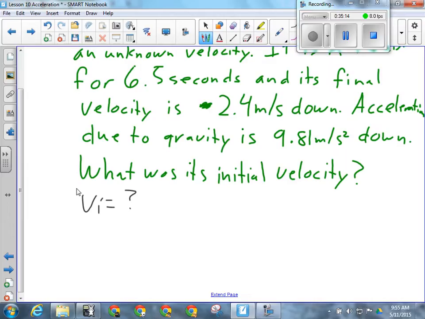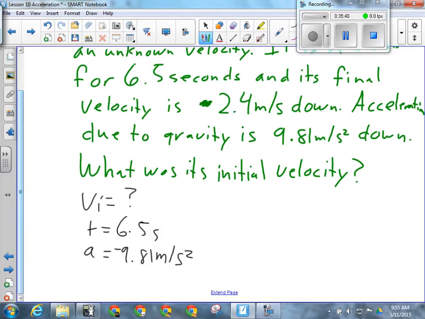All right. We know that it's in the air for 6.5 seconds, so we know the time. We also know that anything in the air, on Earth anyway, accelerates at negative 9.81 meters per second squared, or 9.81 meters per second squared, downwards. Sorry, the final velocity is 2.4. I was thinking it was a really tricky one. Okay, so 2.4 meters per second, and that is negative because it is downwards.